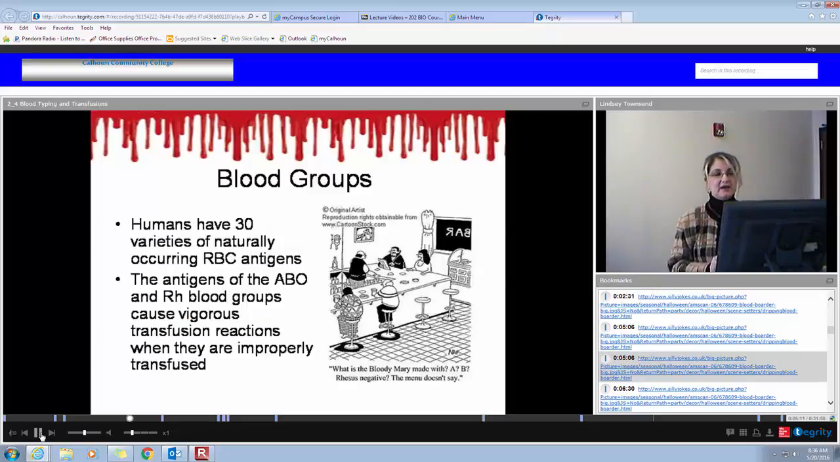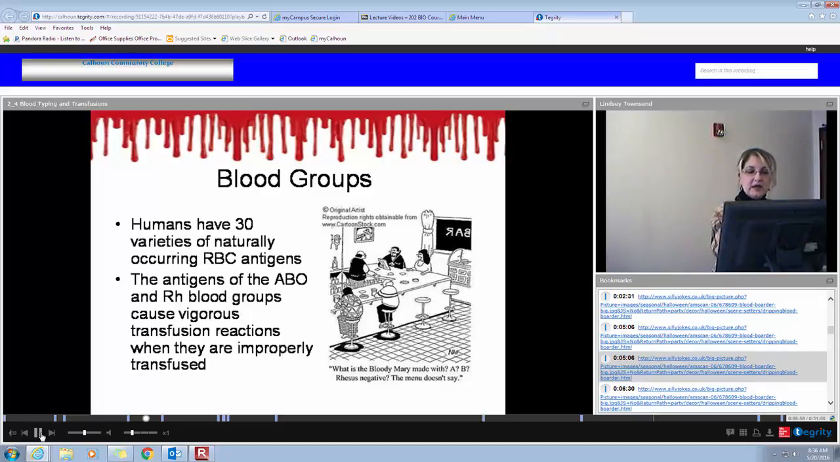Now, humans have a whole lot of different antigens. There are 30 varieties of naturally occurring red blood cell antigens, but there are hundreds more that can be specific to certain families. So, like I said, you get these from your parents, so they're genetically determined. Now, most of these cause very little agglutination to occur. So if you get a transfusion and some of these minor antigens are present on the blood cells, then very little is going to happen as far as agglutination.